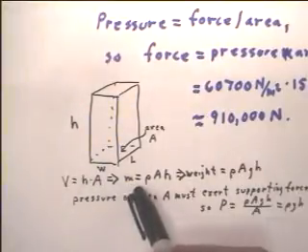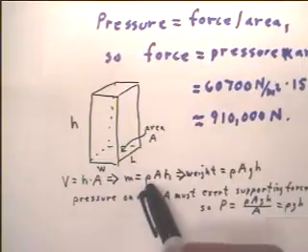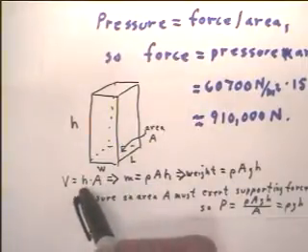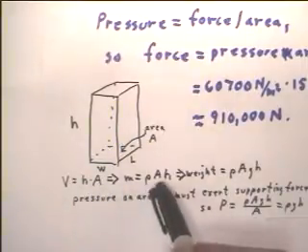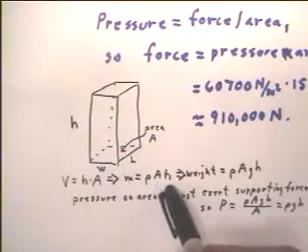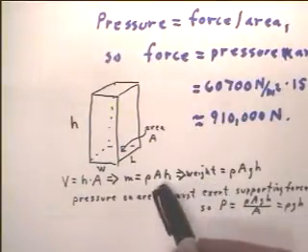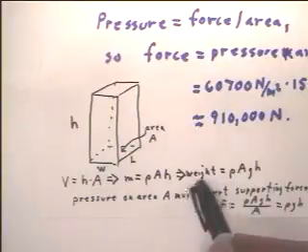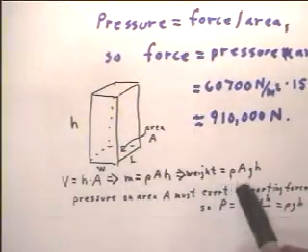Then the mass is going to be the density times the volume, which will be the density rho times h times a, so rho a h, which implies that the weight is, well, to get the weight, we multiply mass by the acceleration of gravity, so we get rho a g h.